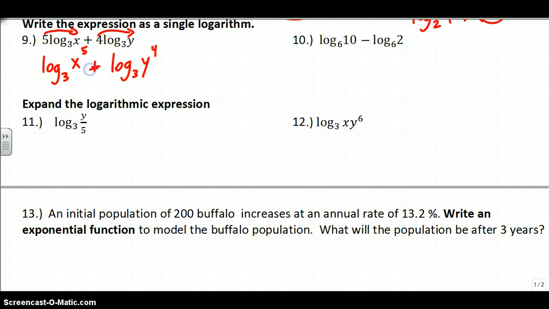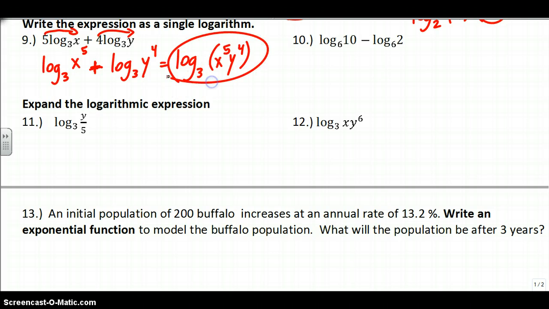Now, since this is addition, and because they're the same base, we can multiply what's inside the logarithm. So that'll be log base 3 of x to the 5th, y to the 4th. You're just multiplying, and obviously you can't combine that anymore. It is a single logarithm. We have done our job.